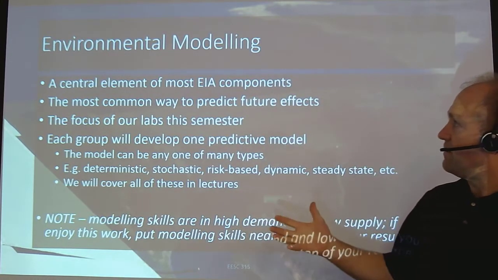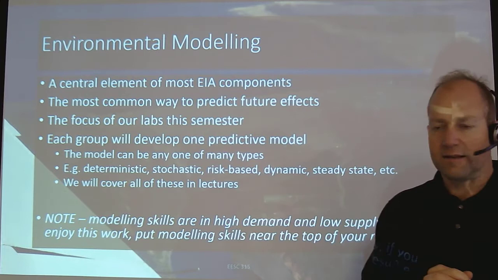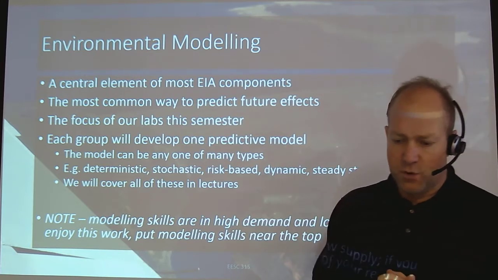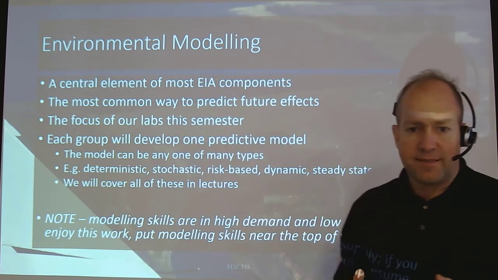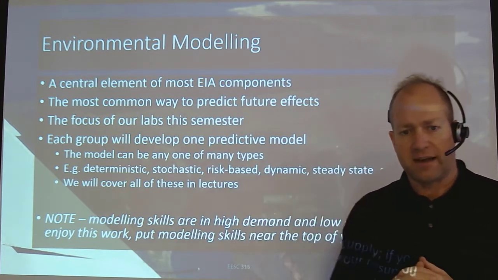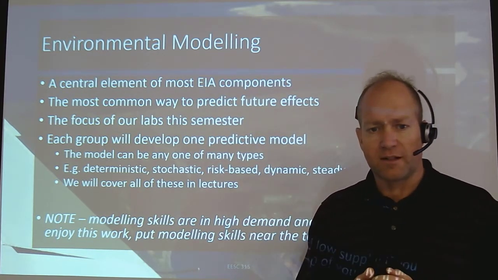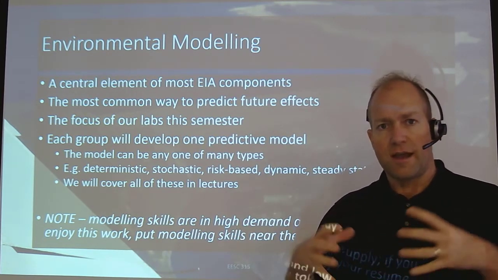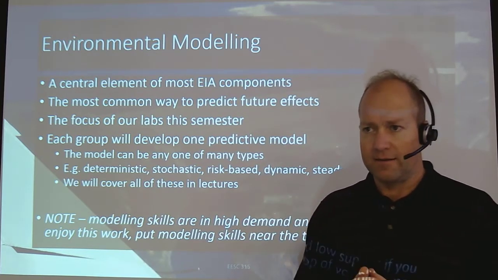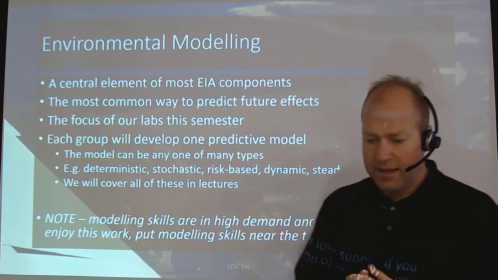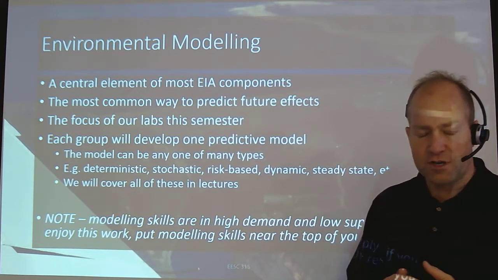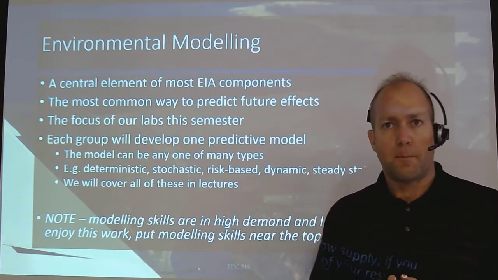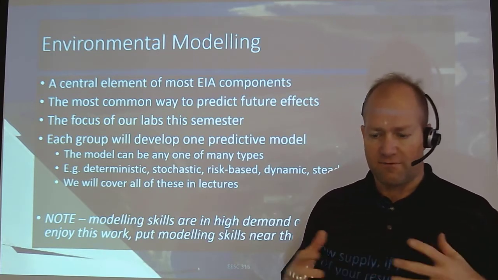So I'll talk a little bit about environmental modeling. I'm going to talk a lot about it in detail in the upcoming lectures and in our labs, but really it's a central element of most EIA components. It's really the way that practitioners predict future effects. There are lots of different types of environmental models. Really what we do is we take some process or some mechanism that we see in nature and we try and build some numerical algorithm around that to predict how it will change in the future. Now that might sound like a little bit of gibberish. Hopefully that makes sense as we move on. But really it's just a way of putting some quantitative prediction around an environmental effect.